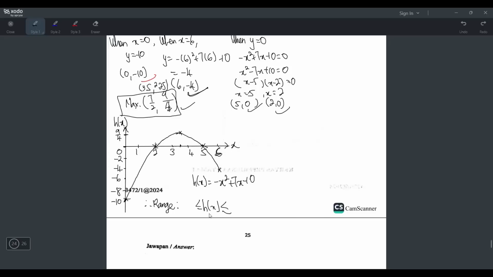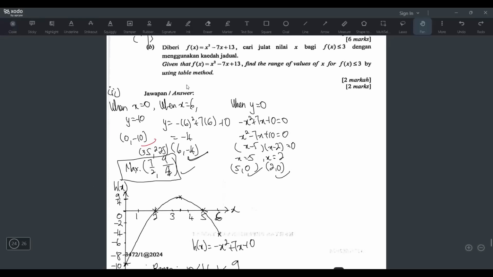But if it is the range for h(x), you have to look at the topmost y coordinate and the bottommost y coordinate. So the bottommost y coordinate is -10, and then the topmost y coordinate is 9/4. So this is the range. And you have to write the y coordinate because this is the range for y. Also make sure you always write the small number first here, the big number right here. If you reverse it, it's wrong also. Okay, done. Now let's do B.